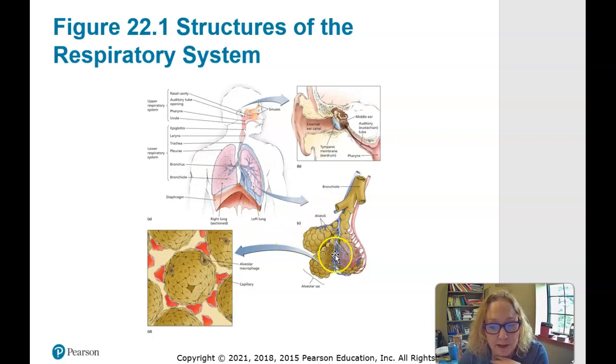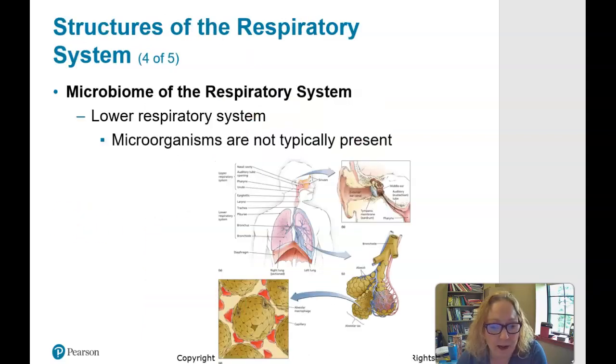And here's your alveoli cells, right? If you remember what this looks like, here's your bronchial tubes, your alveolar sac, and then there are these little macrophages in there that are there to kill any bacteria. Microorganisms are not typically present. You do not have a lung microbiome naturally. You do not want microbes in your lungs. When there are microbes in your lungs, you usually have a disease.